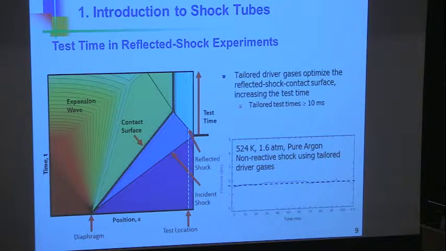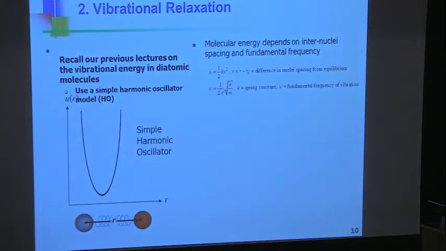We have found a way to extend this even longer. This is our record. This is a record now. For T5 at 524 Kelvin and pure argon experiment, we were able to achieve about 105 milliseconds. So that's by far the longest time anyone's ever gotten. But we can only do this in a kind of a narrow range. So that's an extended driver gas concept we've used. Typically with tailoring, you can get up to about 10, 15 milliseconds. So you got to do things fast.